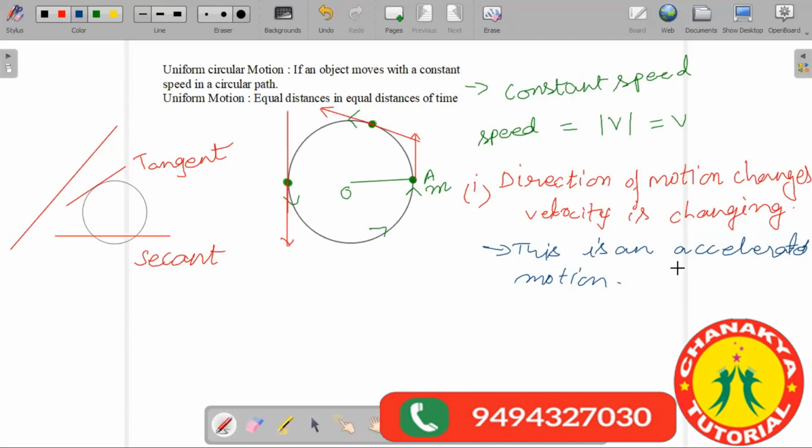So if you come across an assertion which says that acceleration is possible with constant speed, will we call this assertion correct or incorrect? Sir, correct. Yes, the assertion will be correct because acceleration is possible even with a constant speed. Okay. So why in most of the questions which we were solving were we taking speed and velocity to be the same?